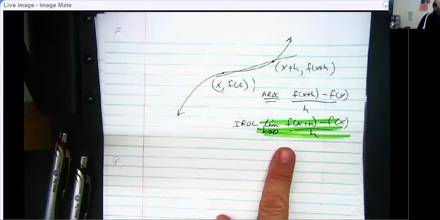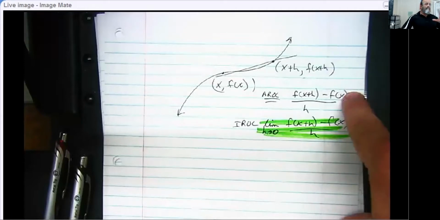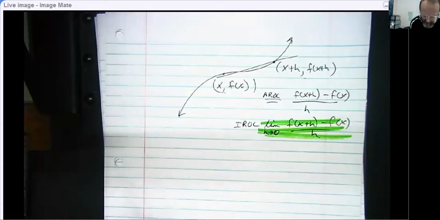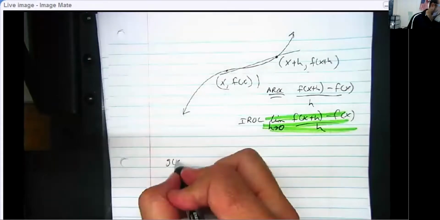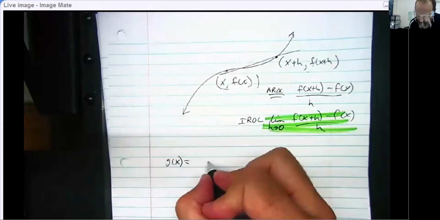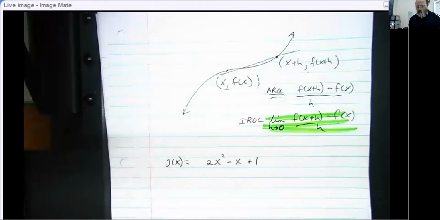When I was in your shoes, some of this stuff I did not understand the nuances of, because my teacher went to this guy, never showed me AROC. So I'm going to show you how this plays out, so just bear with me. Let's take a function g of x. I'm hoping you guys are going to be good with this, but let's see how it goes. Let's go negative 2x squared plus x plus 1. Simple little idea.